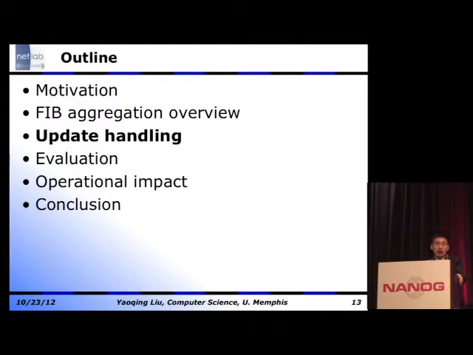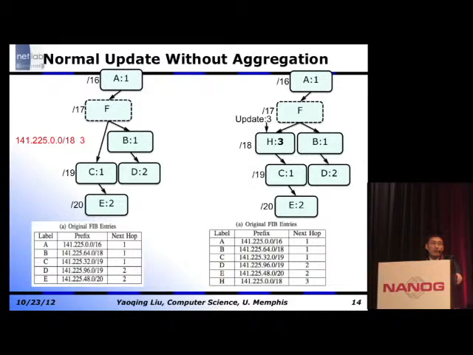So I roughly went through the aggregation, and let me introduce the update handling. First, the update handling without any aggregation. For example, we have a new prefix announcement coming in, 141.225/18 with next hop 3. In a tree, one node will be generated, and the prefix will be downloaded into the FIB. So as you can see, the relationship between one RIB update and the FIB change is a 1-to-1 relationship. So one RIB update, one FIB change, or one affected node.